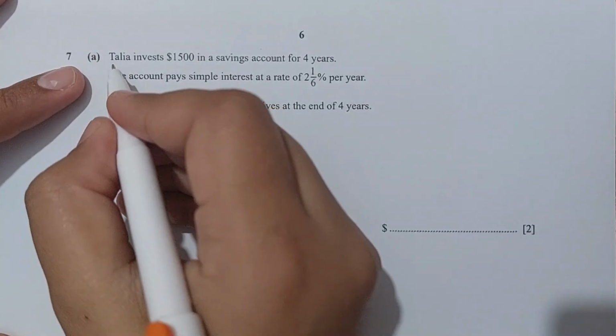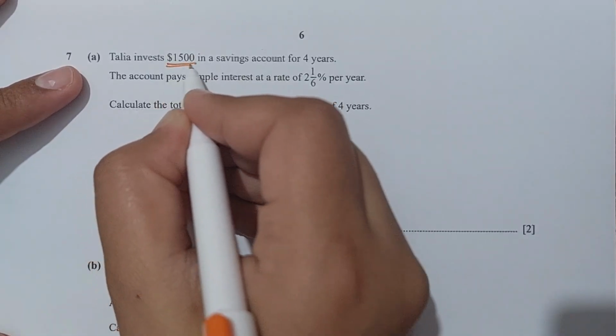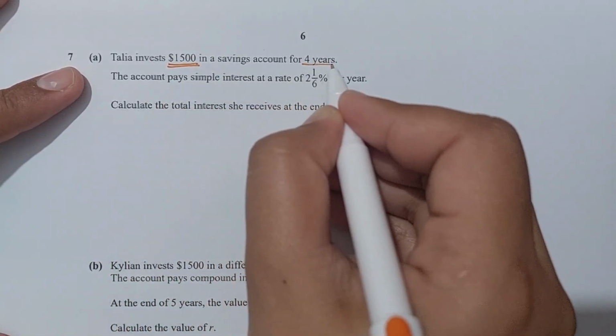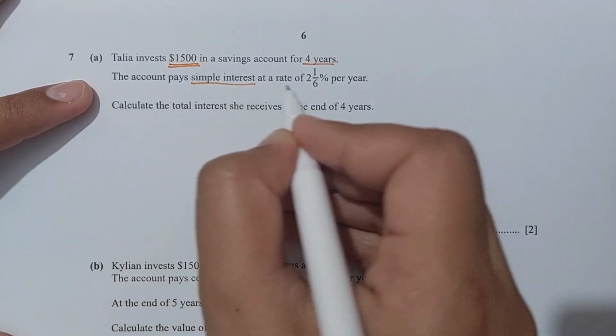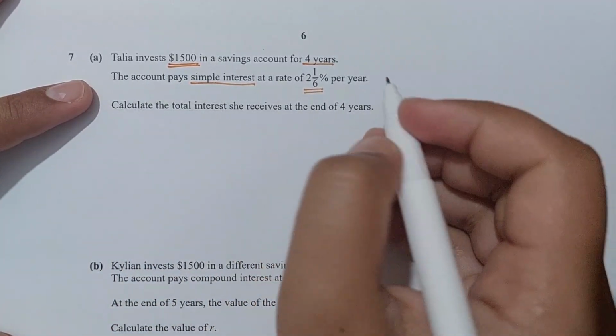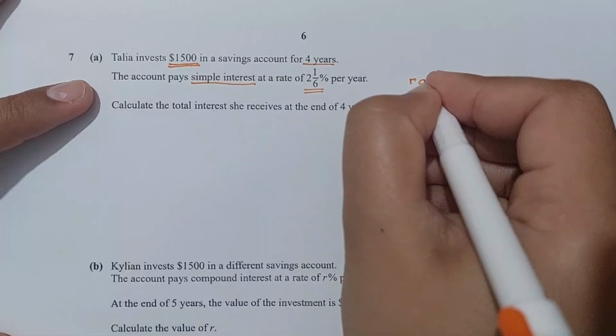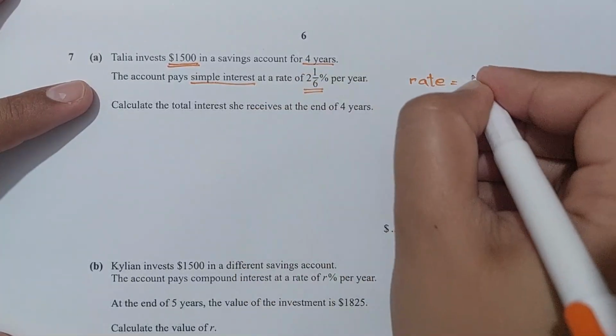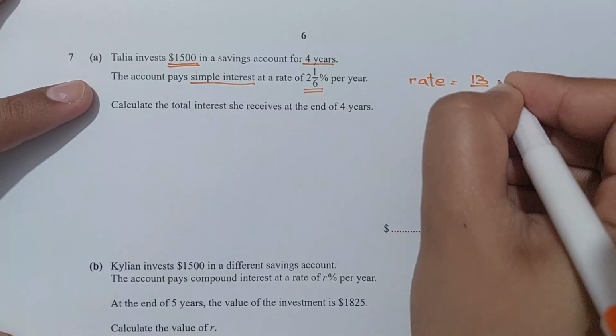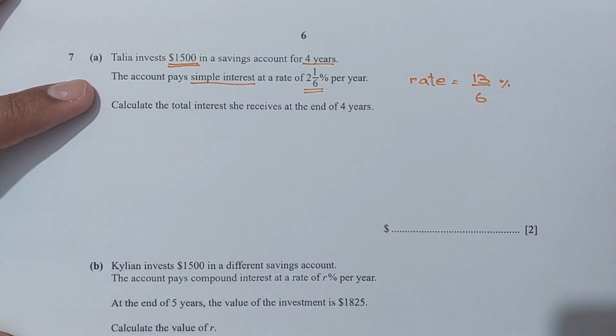Question number 7, part A. Talia invests $1,500 in a savings account for 4 years. The amount pays simple interest at a rate of 2 and 1/6 % per year. So let me solve for the rate first. So what is the rate? 6 times 2 is 12 and 12 plus 1 is 13, so 13 over 6 %.